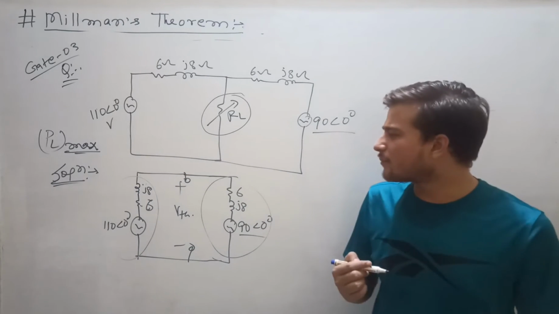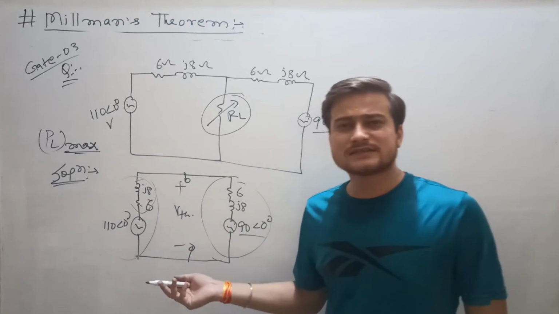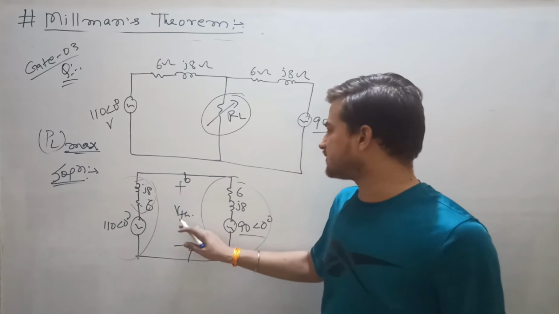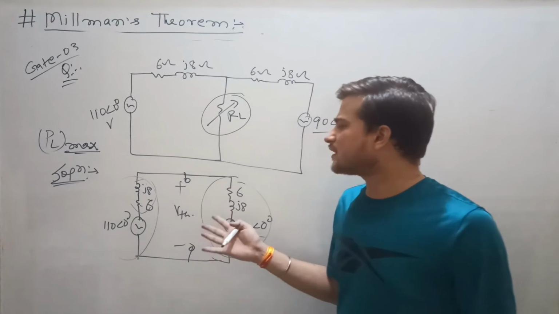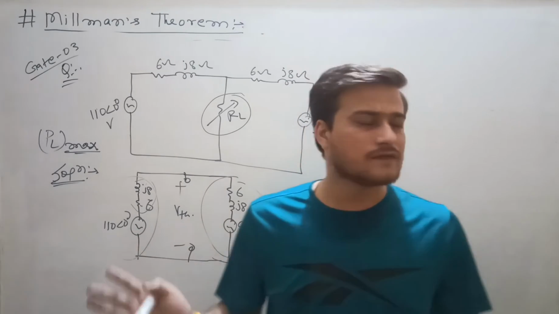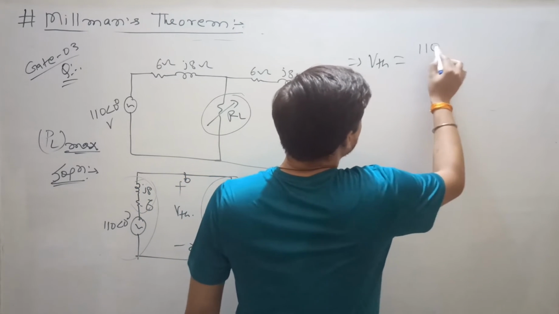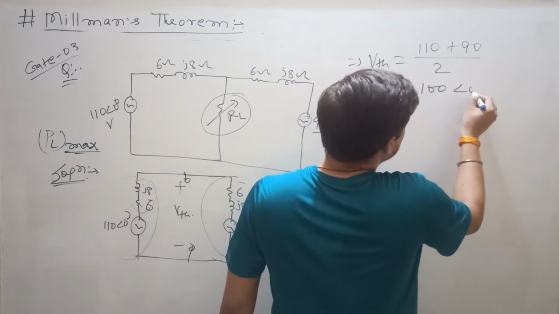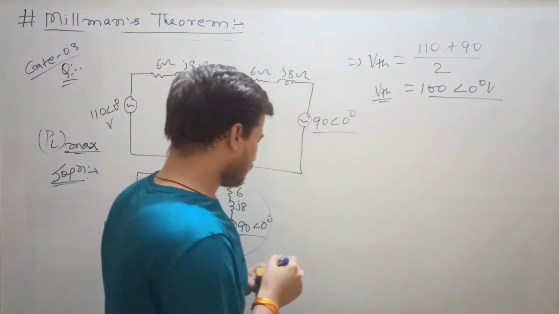Now when you apply Millman's theorem, you see that these two impedances are equal. If these two impedances are equal, then what will be the value of terminal voltage? What will be the value of VTH? VTH will be nothing but the average of these two voltages. So here we will write simply VTH equal to 110 plus 90 divided by 2. It will be equal to 100 at the angle 0 degree volt.